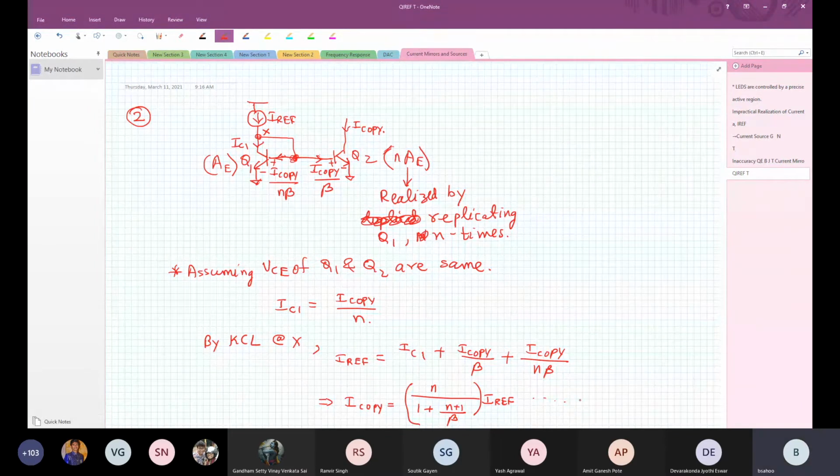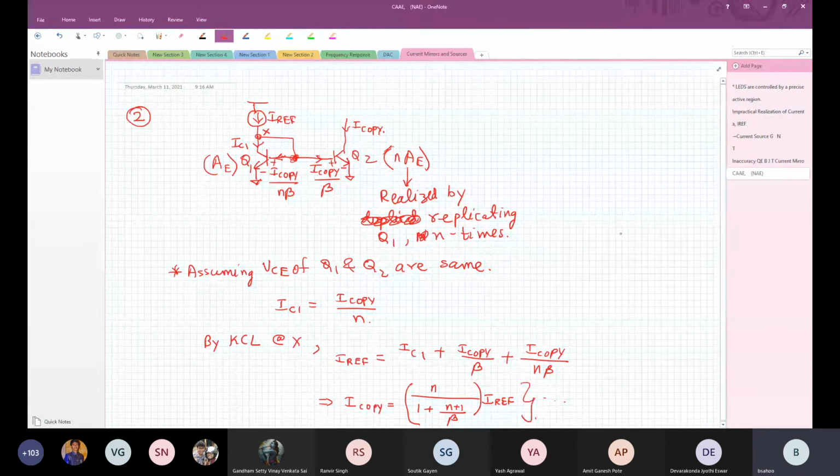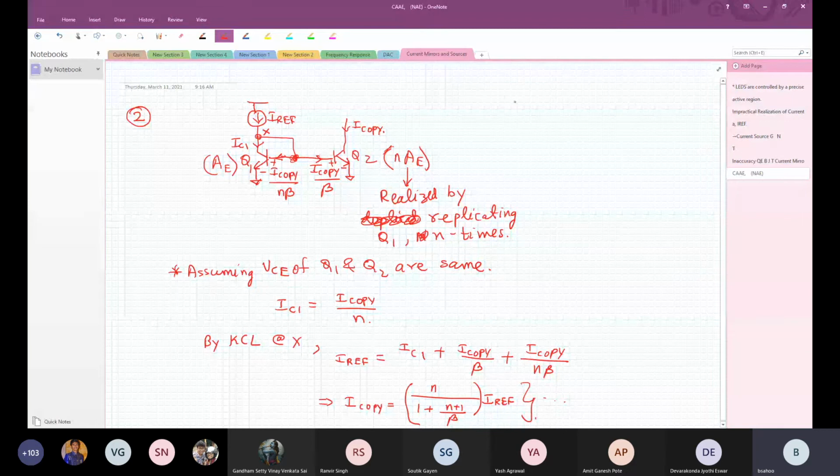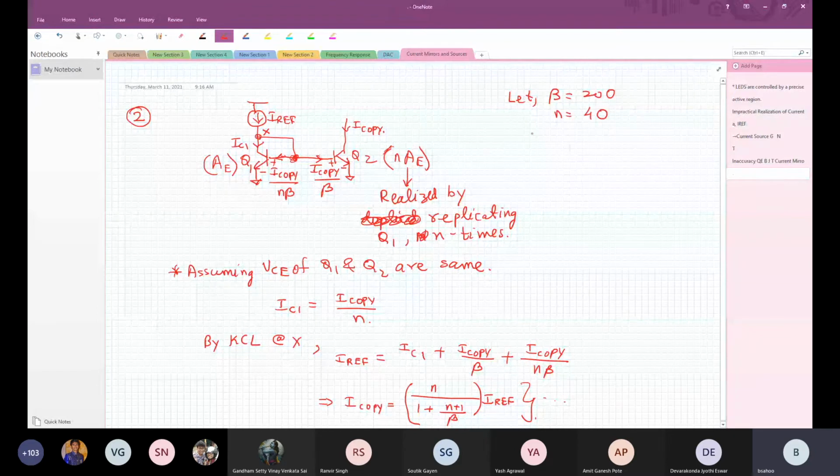Any questions? Okay. Now, you see that there is a huge error. So let's take some numbers. Let beta be equal to 200, n be equal to 40, and Iref be equal to 1 milliamp.